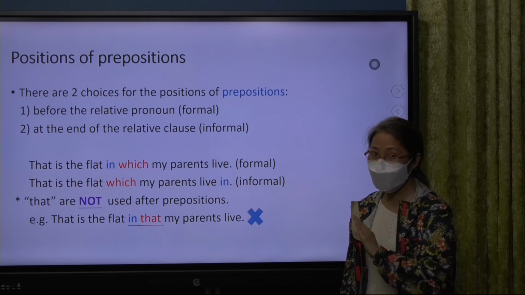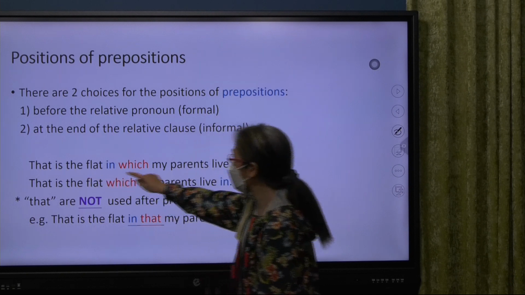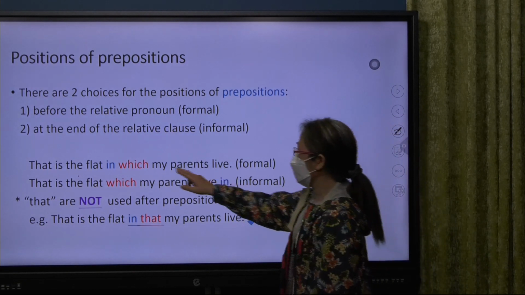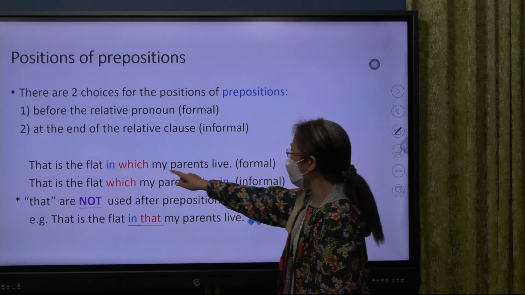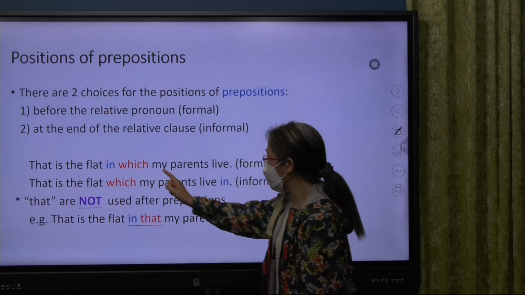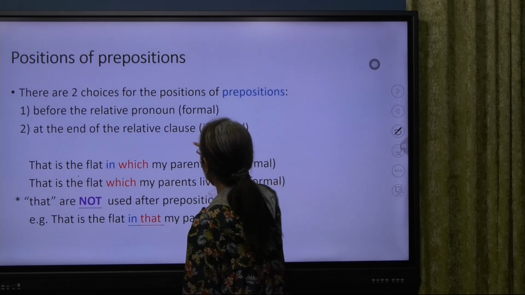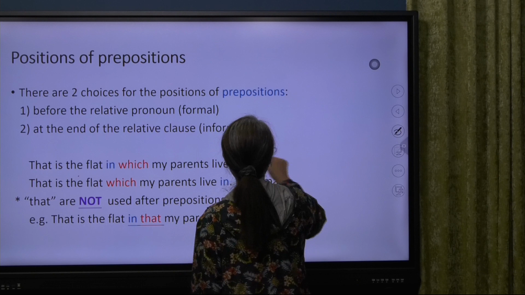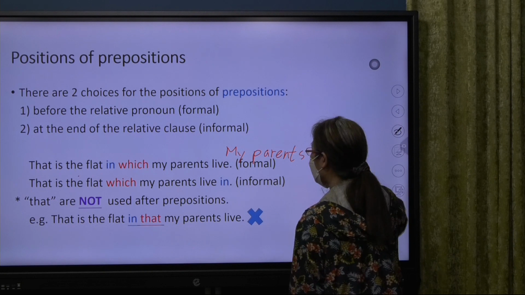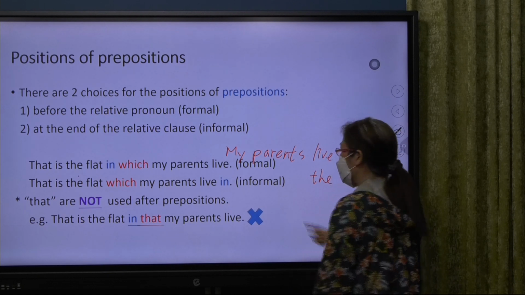in some cases we cannot use that instead of which. Okay, in this case. Okay, this one. That is the flat in which my parents live. This is a formal saying. Okay, this is a formal saying. We form this one from two sentences. Okay, that is the fact. My parents live in the fact, right?